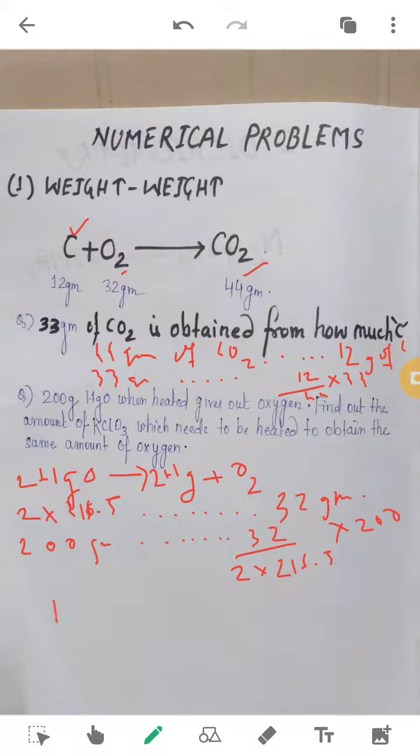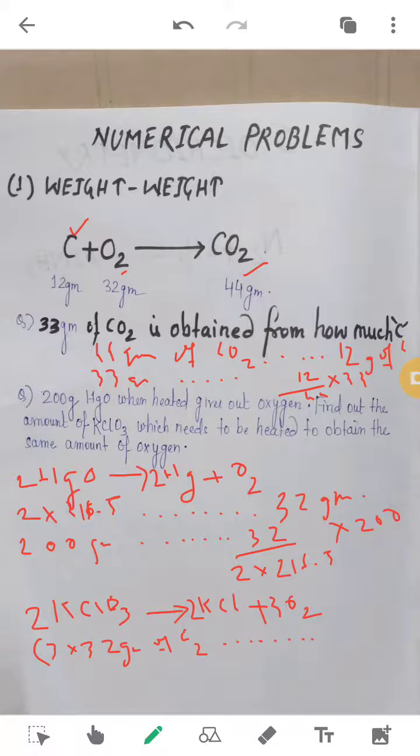Now, first of all, write the second equation as KClO3 gives us KCl and oxygen. Now balance it. It's 2 KClO3 gives 2 KCl and 3 O2. This is how it is balanced. Now from the balanced reaction, what are we getting? How much oxygen is derived from how much KClO3? We can see that 3 into 32 gram of oxygen, we are getting it from how much KClO3?